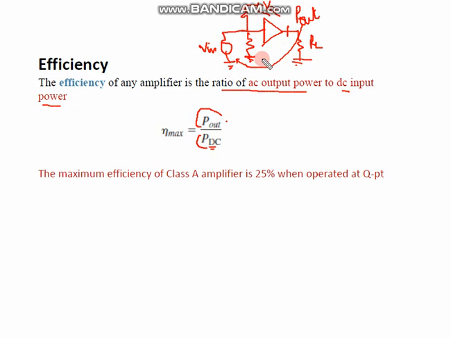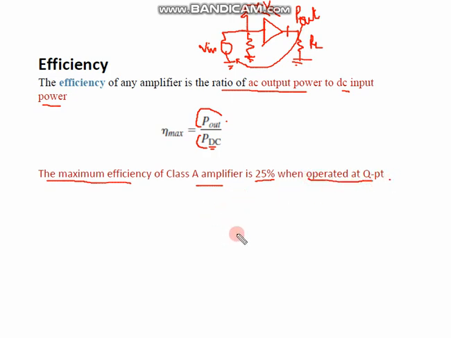So basically we are mixing things. Remember, this efficiency tells us that if you have the sinusoidal input signal and the biasing applied at the input of the amplifier, how efficient this amplifier is. So it would be the ratio of P out to PDC. Now, can I prove that the maximum efficiency of a class A amplifier is 25% when operated at the Q point?